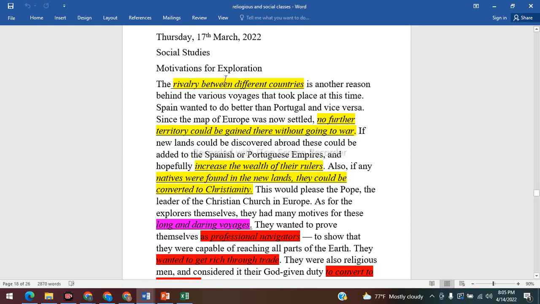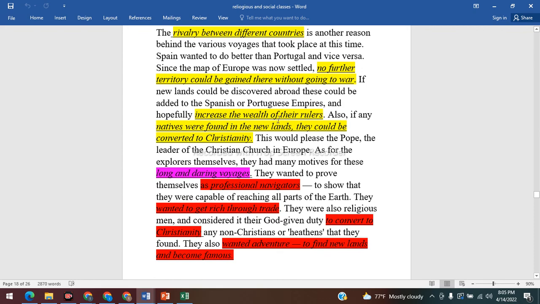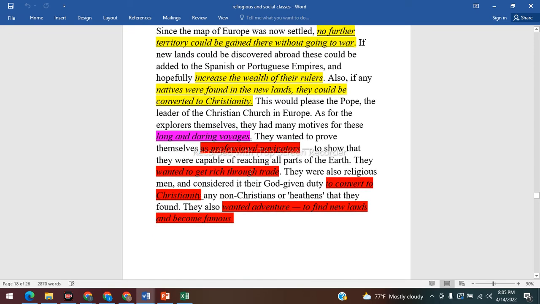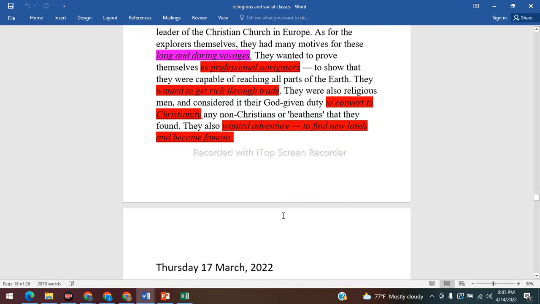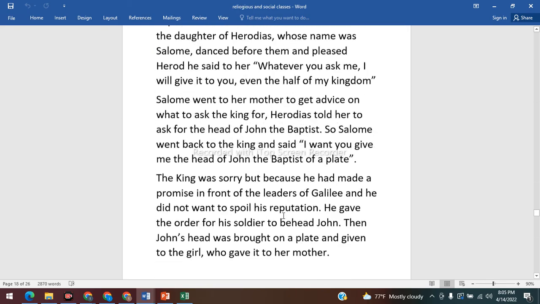And so they wanted a faster trade route to get to the east. Like we said, we talked about motivations: rivalry between different countries, increasing wealth of the rulers, proving themselves professional navigators. They wanted to get rich through trade, to convert people to Christianity, and they wanted adventure and to become famous. And so that's what we was talking about.